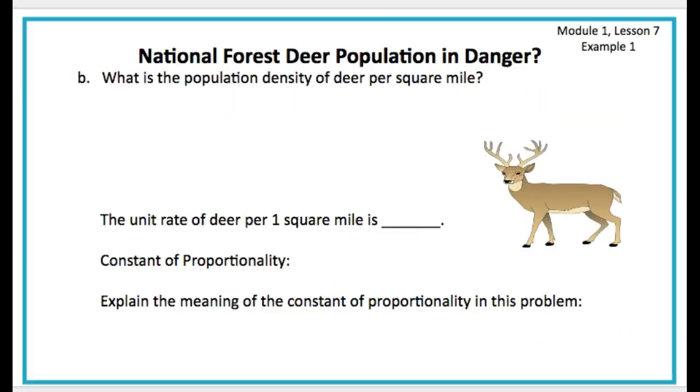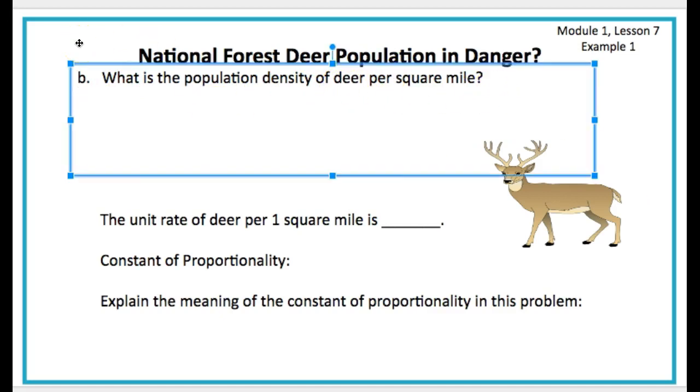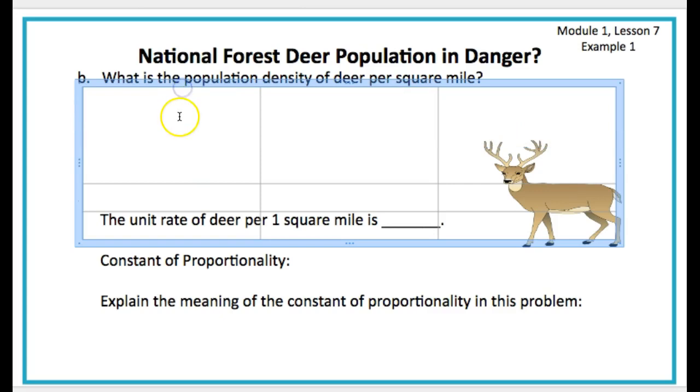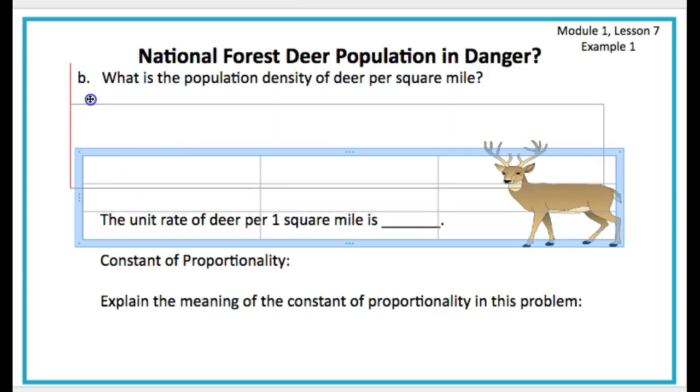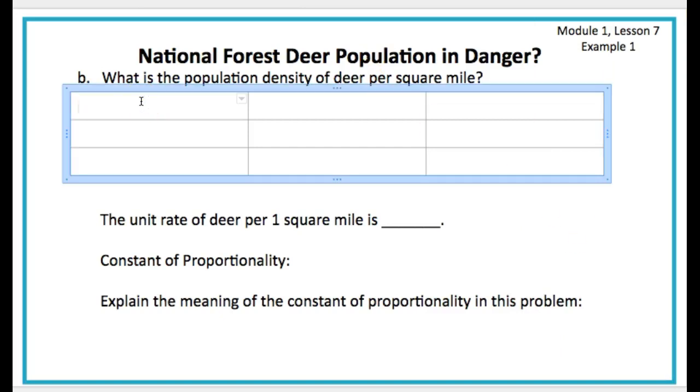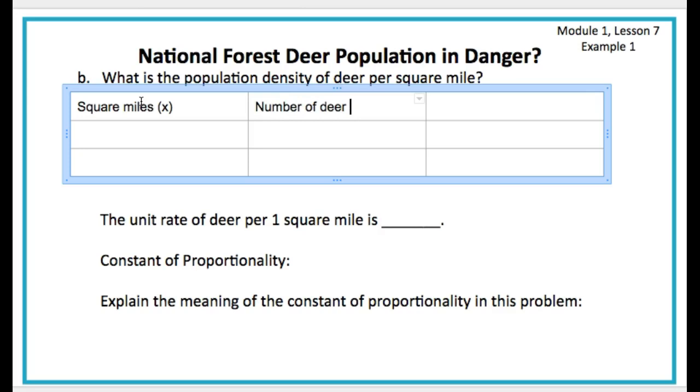So let's go on to Part B. What is the population density of deer per square mile? In order for us to think about this, we have our information we underlined in our problem, and we're going to take that information and make a chart. In Part B, I want you to make a 3-column chart. In the first column, I want you to label that square miles, and in parentheses, this is going to be our X. The number of deer will be our Y.